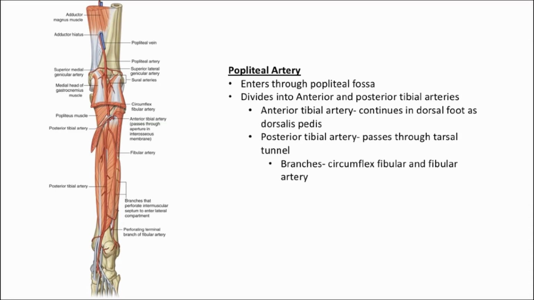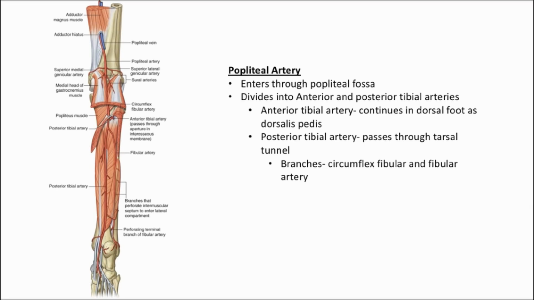The popliteal artery passes into the posterior compartment of the leg between gastrocnemius and popliteus. And as it continues, it passes under the tendinous arch formed by the fibular and tibial heads of the soleus muscle. And it enters the deep region of the posterior compartment of the leg, where it immediately divides into anterior tibial artery and posterior tibial artery.